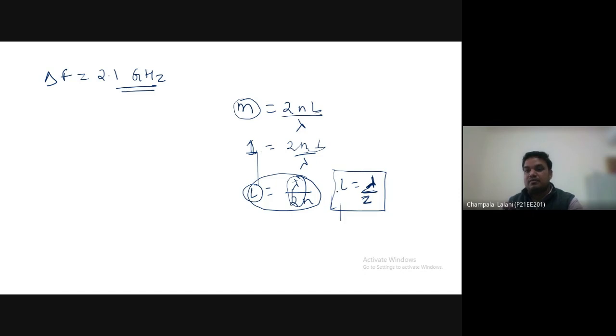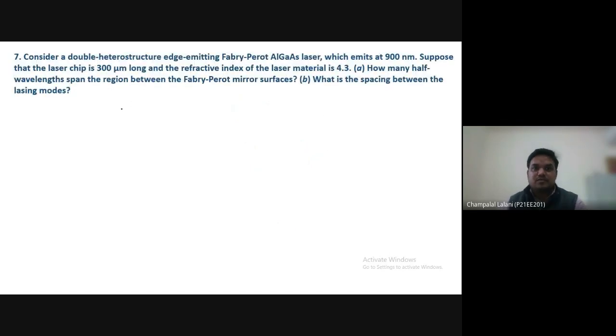So whenever you see that any laser is emitting a single wavelength, that means that laser will be very highly costly, because making this length with so much precision is very difficult. I hope you have got this point. Let's move to the next question.